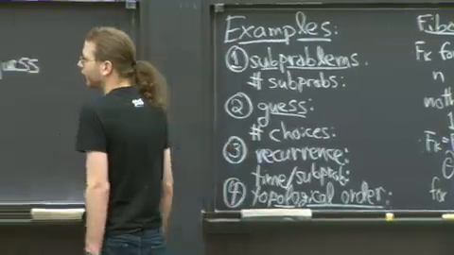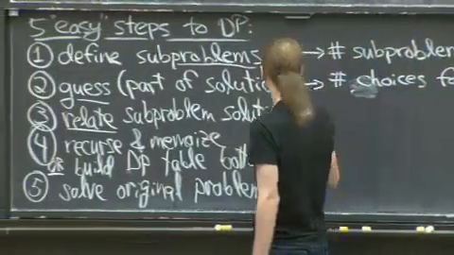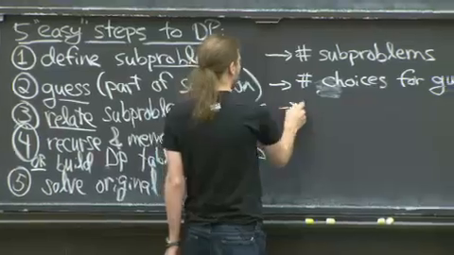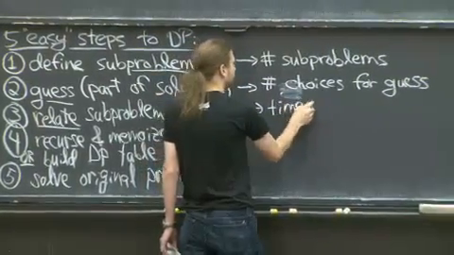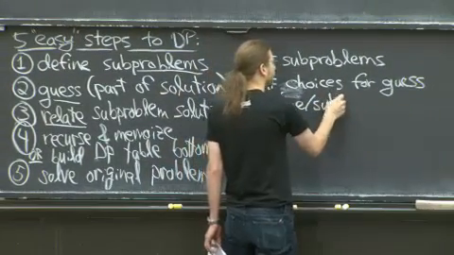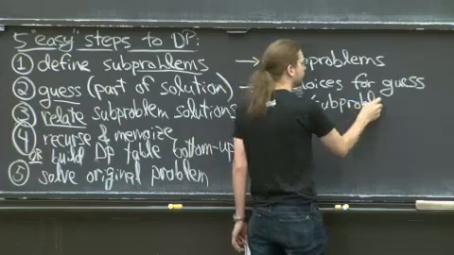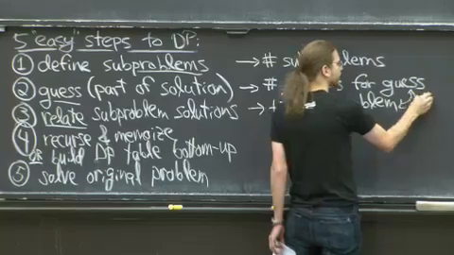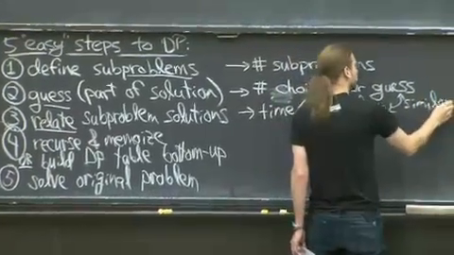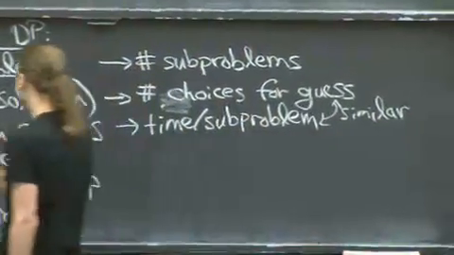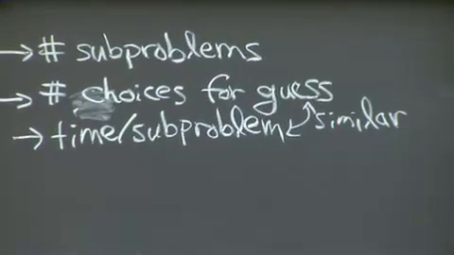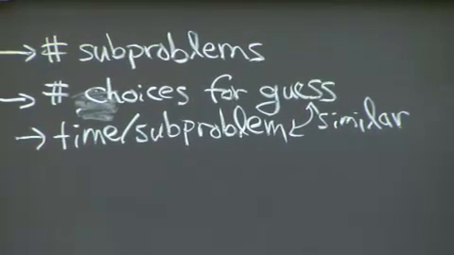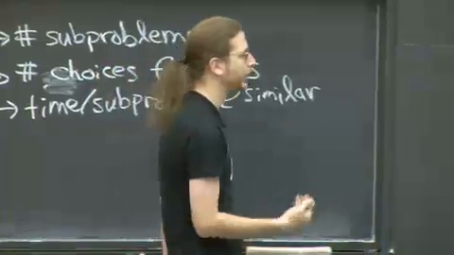OK, step 4. Let's see. So here we evaluate the time per subproblem. That's once you have the recurrence, that becomes clear. You want to make sure that's polynomial. Often these are the same. And then we either recursive memoize or build a DP table. I'm not going to write those. We did it for Fibonacci last time. Shortest paths are pretty easy.